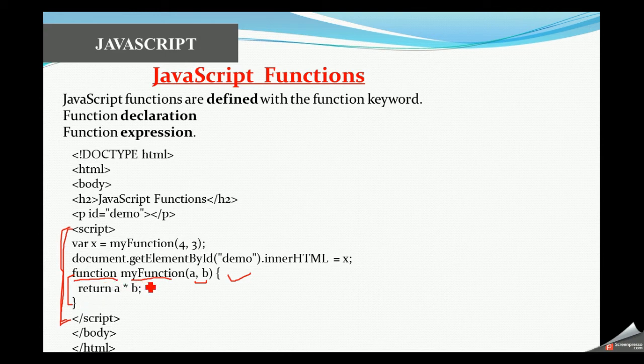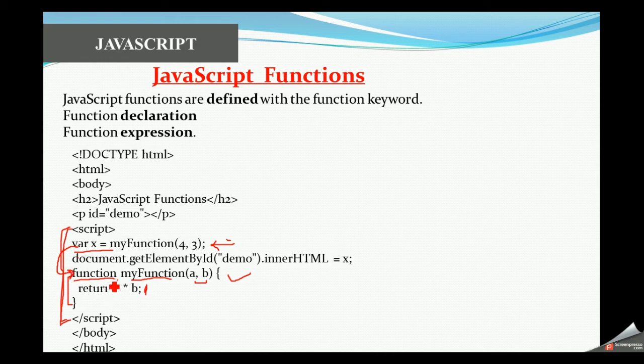Function name, then parameters, and here the code that I want to get executed is written. Now suppose I want the result to appear in a variable. I am writing var x is equal to myFunction(4, 3), since the name of my function is myFunction. As soon as this code runs, it will check whether we have a function named myFunction, and it will come to this part.